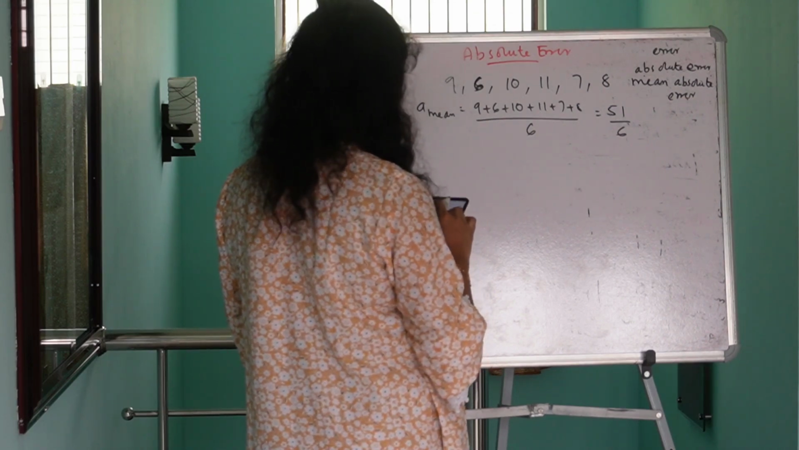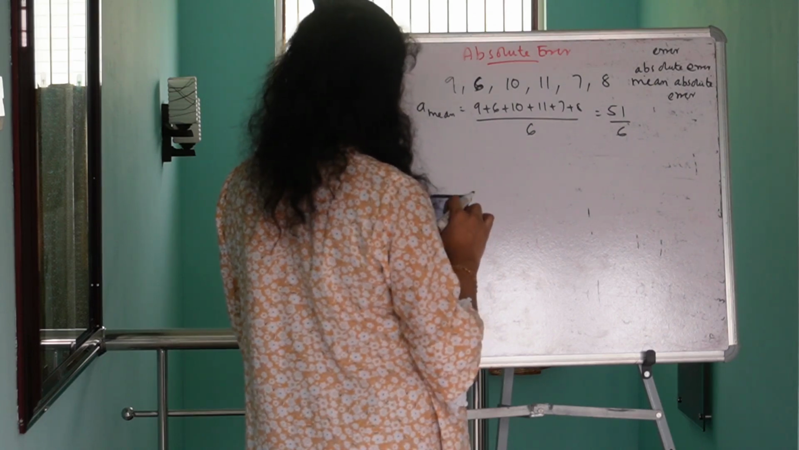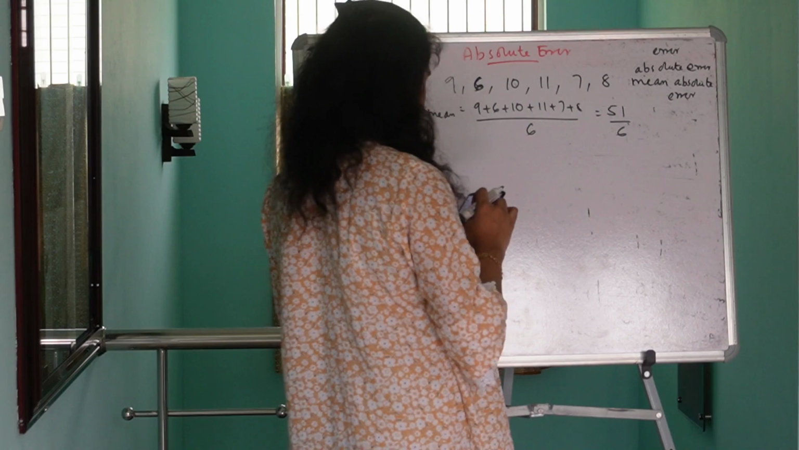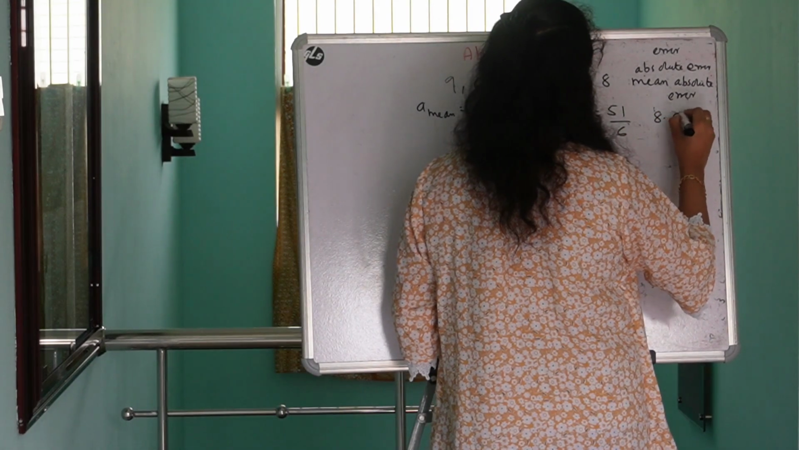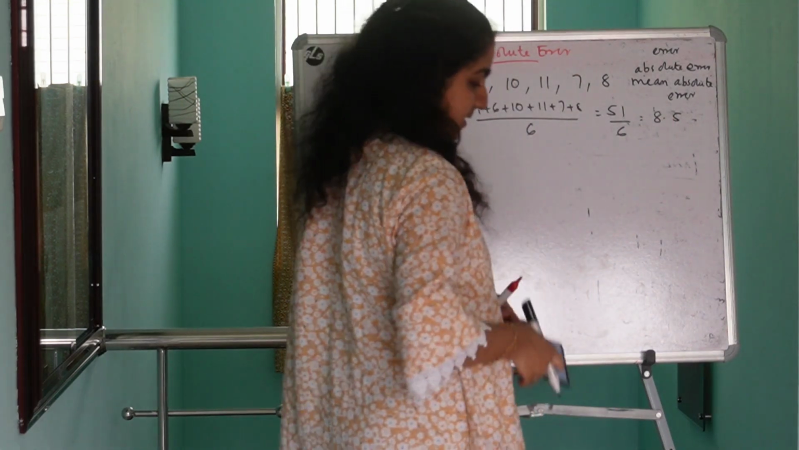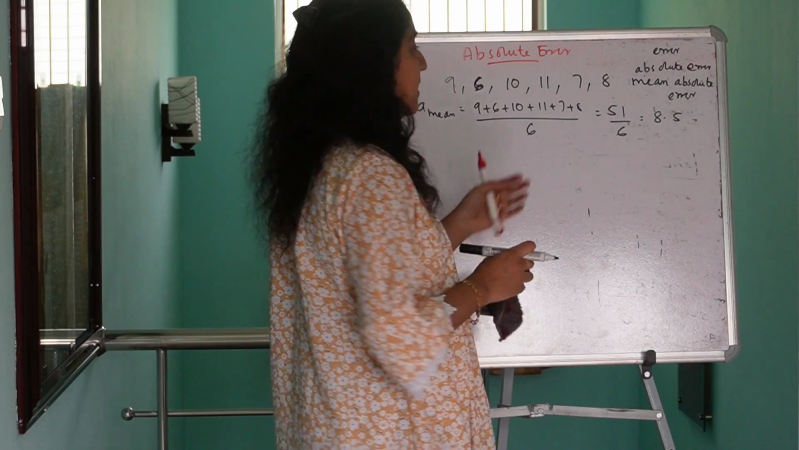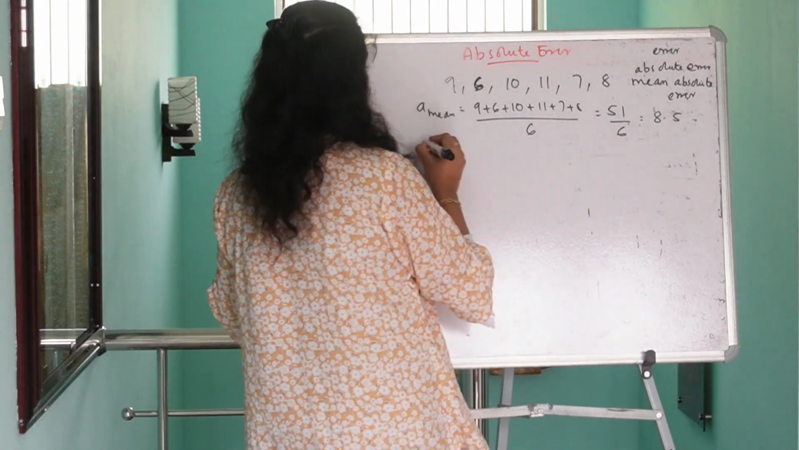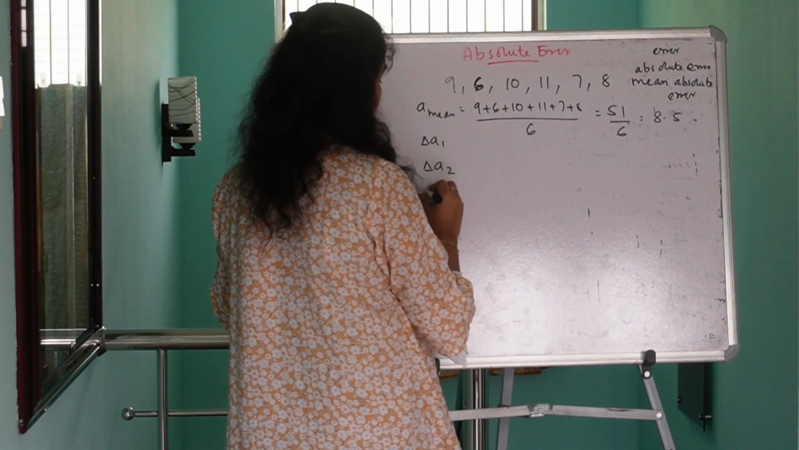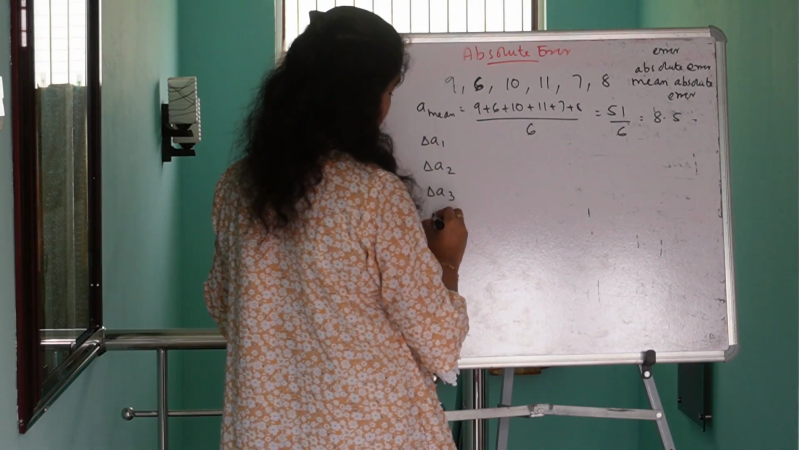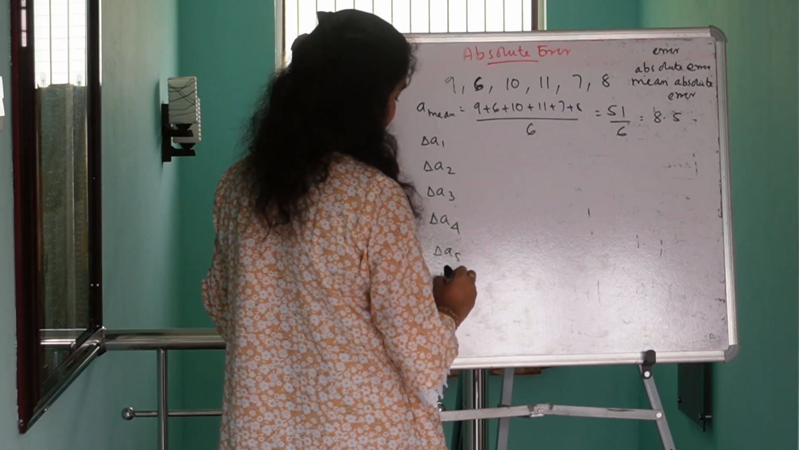9 plus 6 plus 10 plus 11 plus 7 plus 8. Yes, 51 divided by 6. So what is 51 divided by 6? It is 8.5. So I got the actual value as 8.5. Now I am going to find the errors in individual measurements. So del A1, del A2, here I have 6 measurements, isn't it? Del A3, del A4, del A5 and del A6.